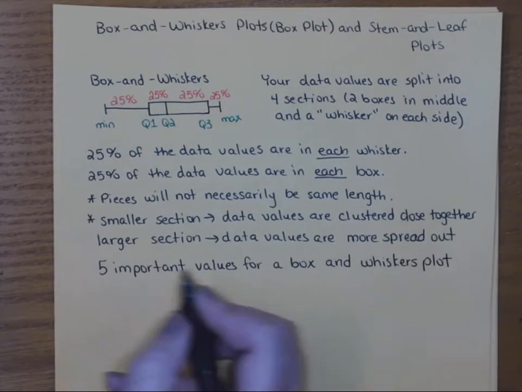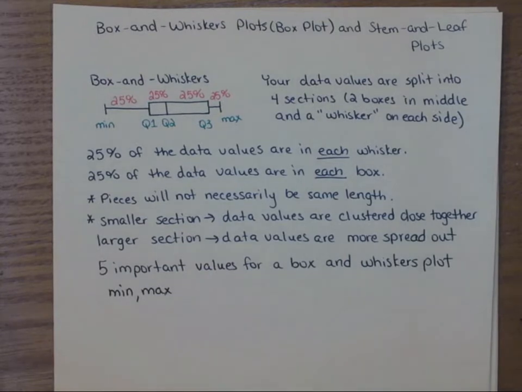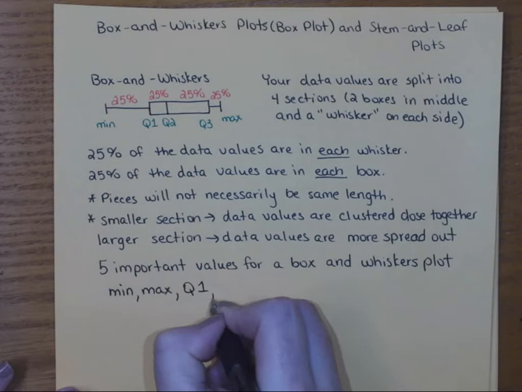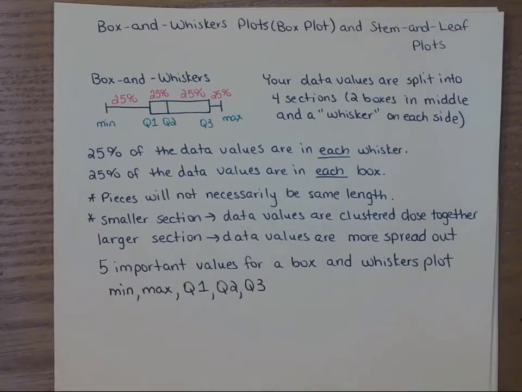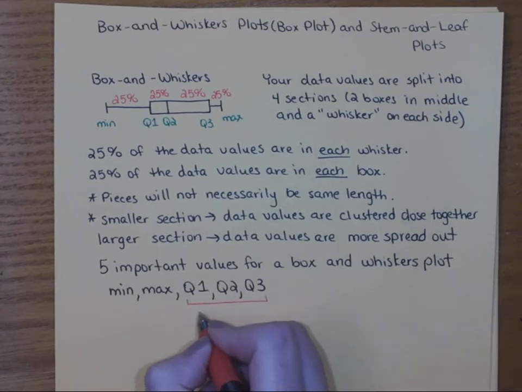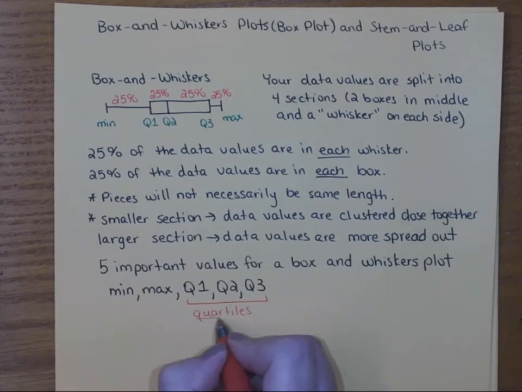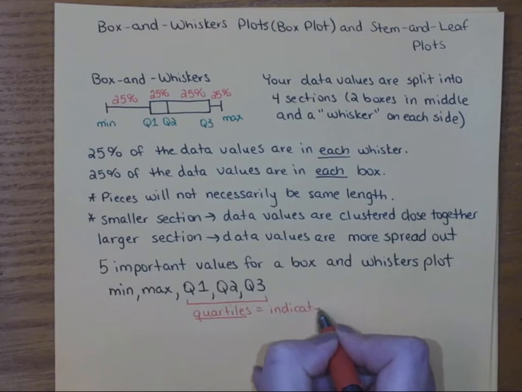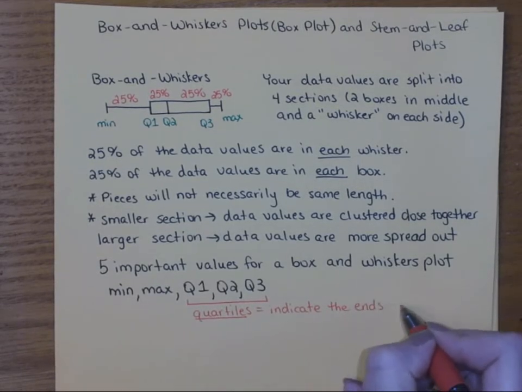We're going to need to know how to find the min and the max, but those are usually easy as long as the values are listed in order. And then you will need to know how to find the Q1, the Q2, and the Q3. Q1, Q2, and Q3 are what we call quartiles. That's what the Q stands for. And the quartiles just indicate the ends of each 25% section.